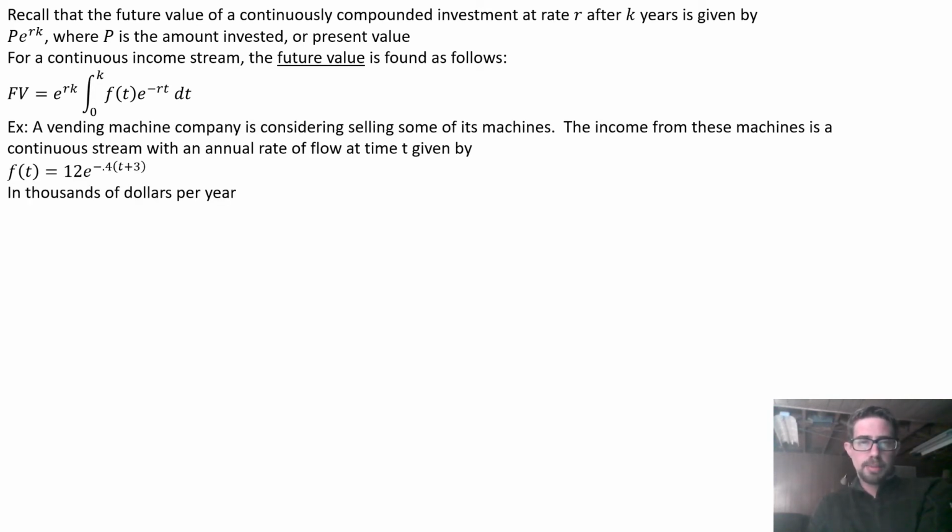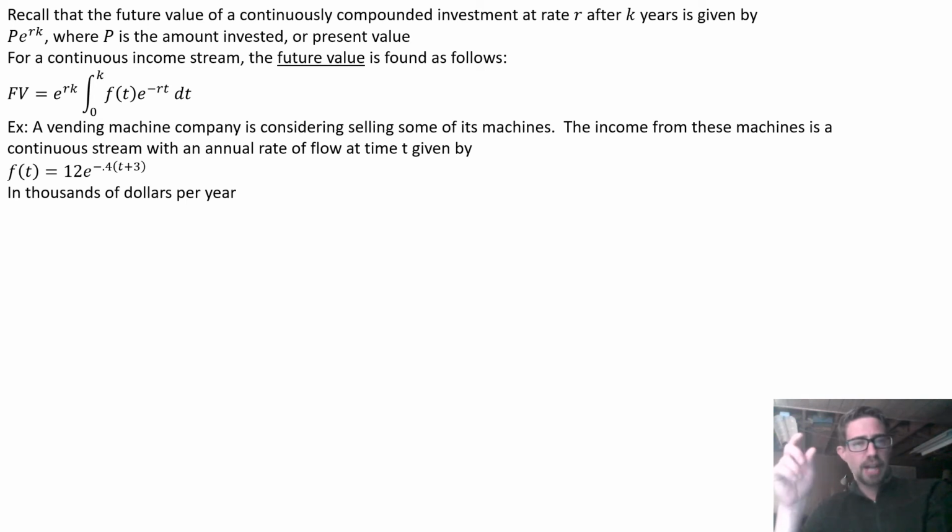A vending machine company is considering selling some of its machines. The income from these machines is a continuous stream with an annual rate of flow at time t given by f of t equals 12 times e to the negative 0.4 times (t plus 3). So this is an income stream that's a little bit offset by the factor of t plus 3. Again, there's a negative in the exponential, which means this is a decreasing function, which should make sense because machines break down over time. It's not going to get more valuable.